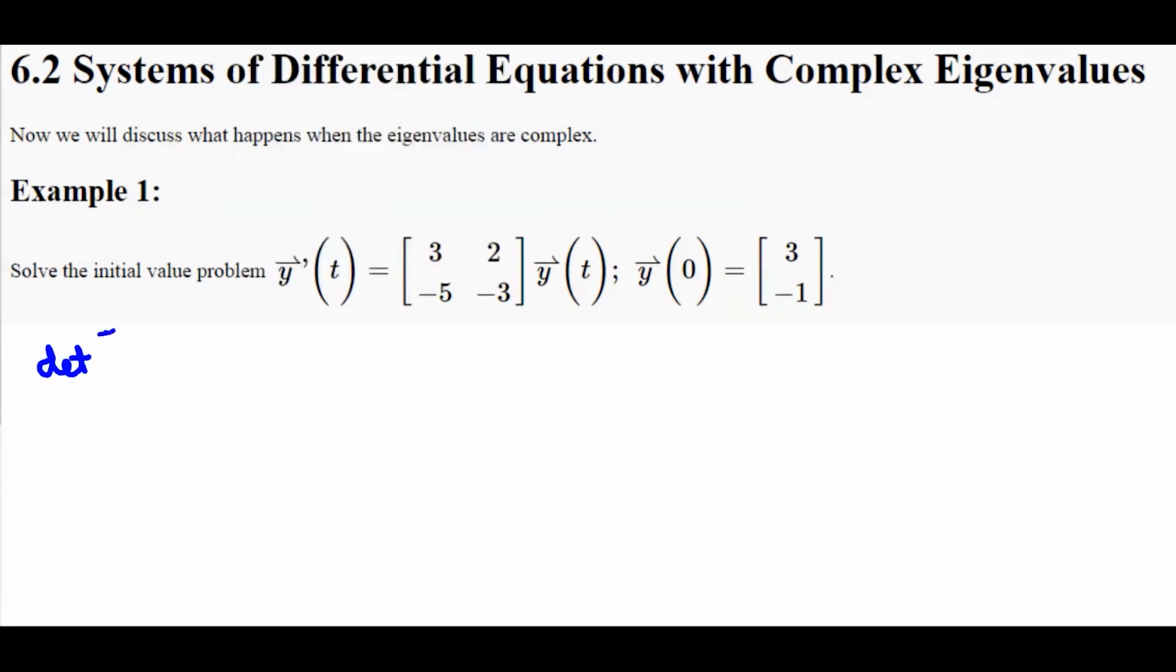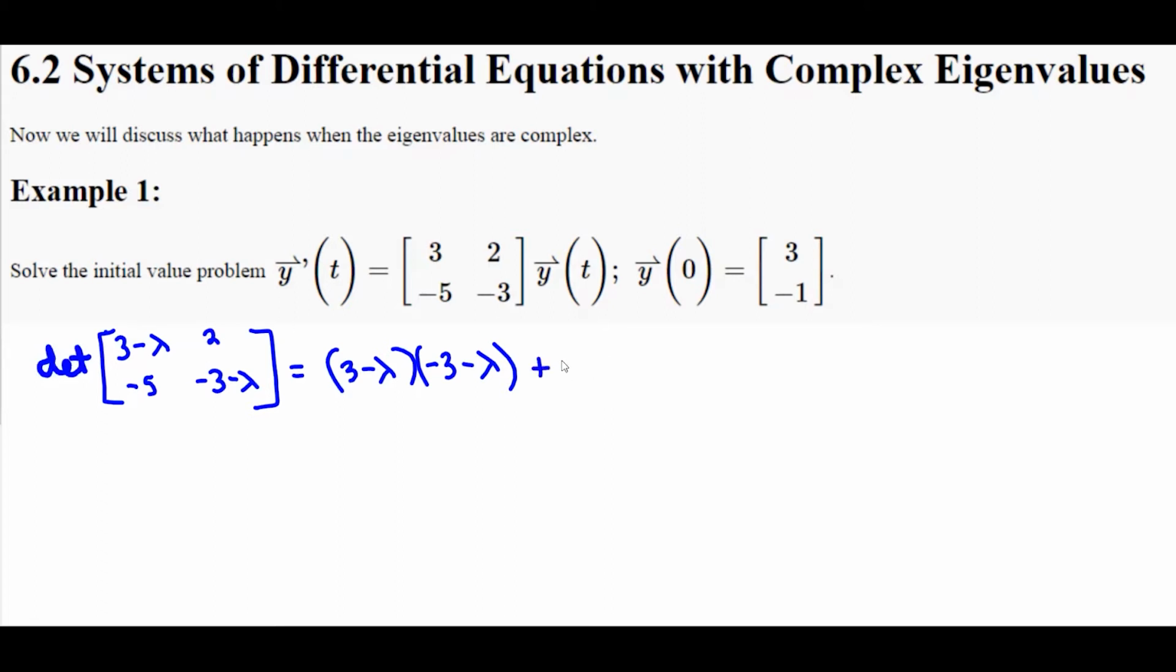We'll need to find the eigenvalue, so we're going to find the determinant of A minus lambda I, which just, of course, subtracts lambda from the main diagonal. All right, so I multiply 3 minus lambda times negative 3 minus lambda, and we're going to subtract negative 10, negative 5 times 2. It's going to be plus 10.